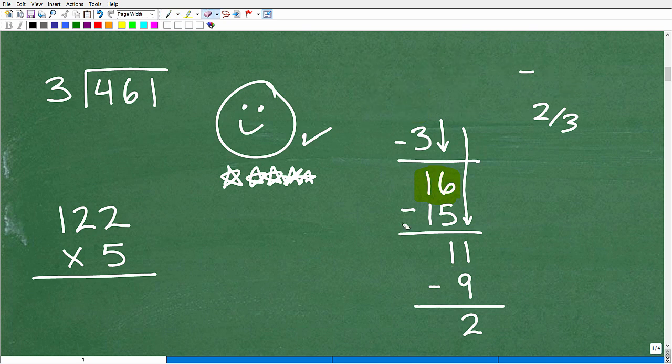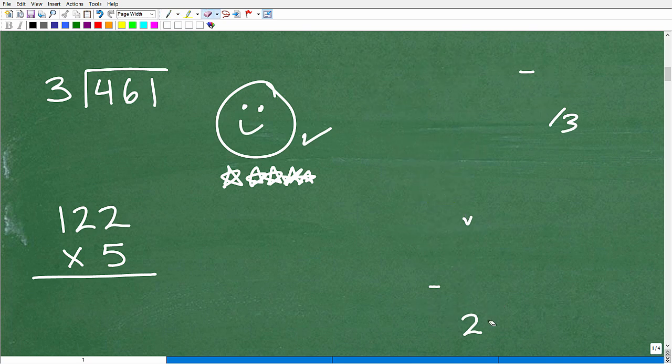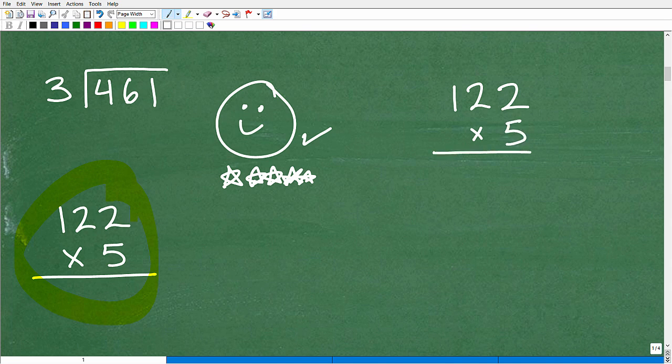So that's the first problem. And now let's move on to our second problem. All right, now our second problem is multiplication. And now these are very easy problems. I don't want to do like a 4-digit number times a 3-digit number. It would just take too long. So let's just go ahead and do this one here. 122 times 5.